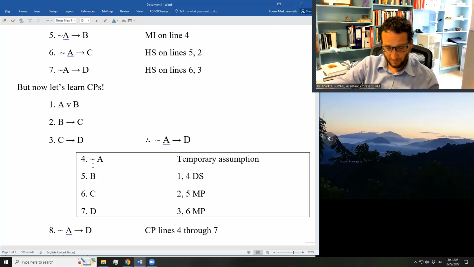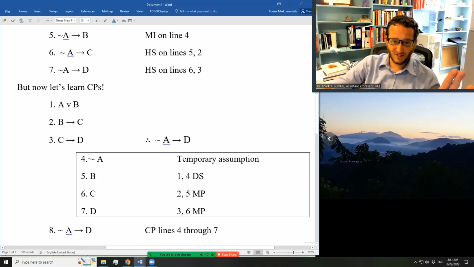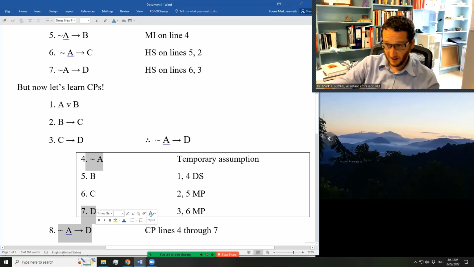Let me start this over again. I'm trying to say something about the form. We're trying to prove if tilde A, then D. So we temporarily assume tilde A, we show that D follows from it, and then we state that if tilde A, then D, citing the whole process of getting from tilde A to D.